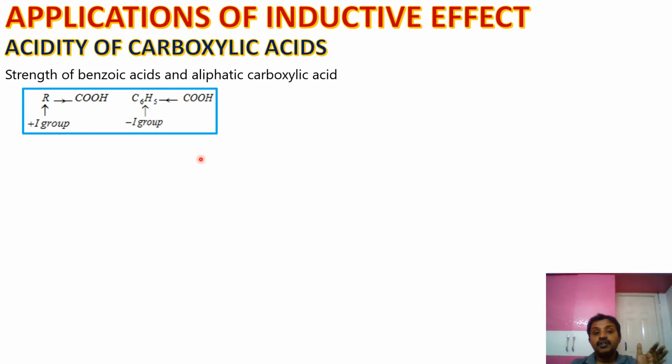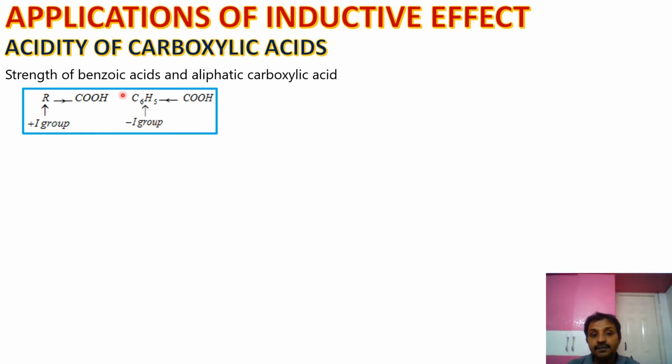So the positive inductive effect decreases the acidity, because it supplies electron density to the carboxylate ion. As it supplies electron density to the carboxylate ion, because of the excess electron density, the carboxylic acid is unable to lose the proton. So the carboxylic acid decreases its tendency to lose the proton, which makes the carboxylic acid show lesser acidity.